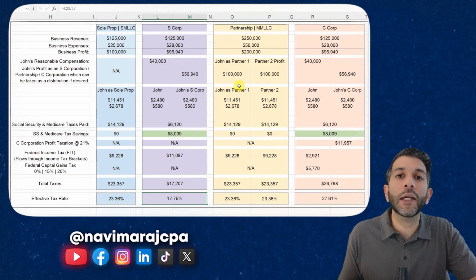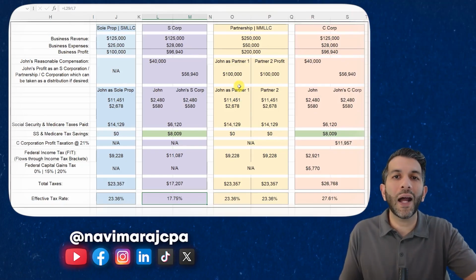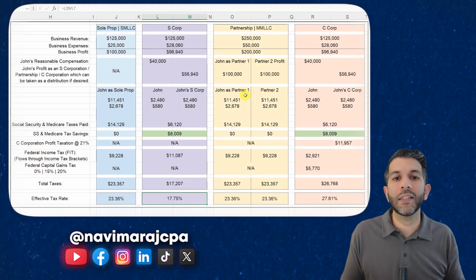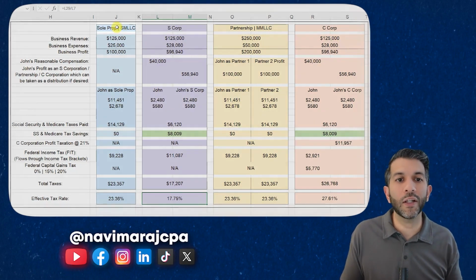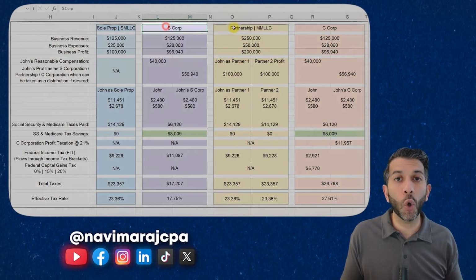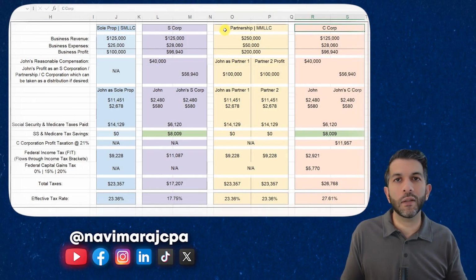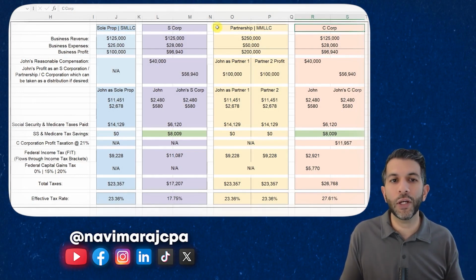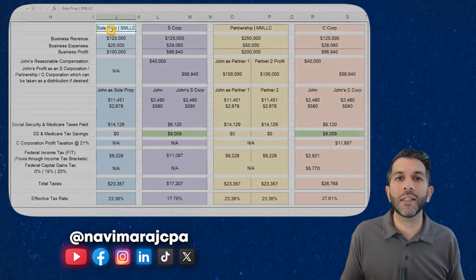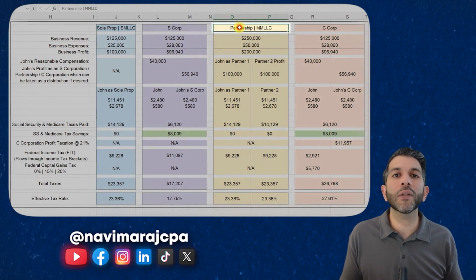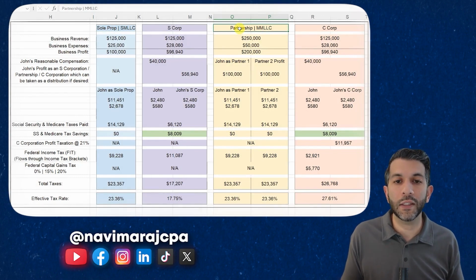Here's a spreadsheet that I created that goes over a high-level overview of the taxes that you have to pay regardless of your tax classification. I've got sole proprietorship up here, S Corp, partnership, and C Corp. In general, a single member LLC is taxed as a sole proprietorship and a multi-member LLC is taxed as a partnership. So that's why I have those items listed here as well.